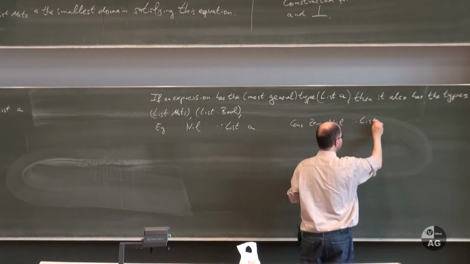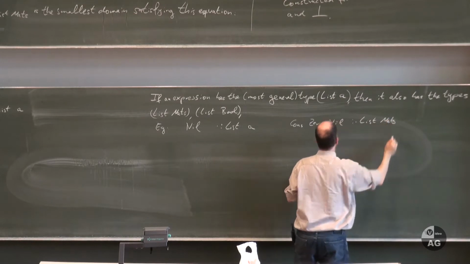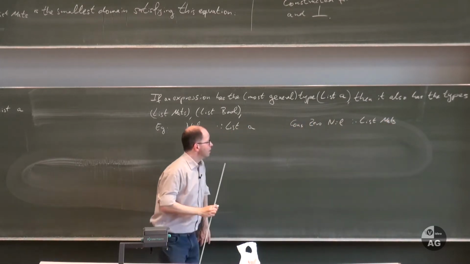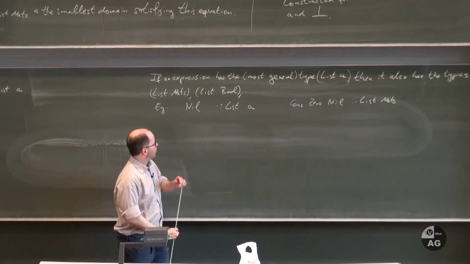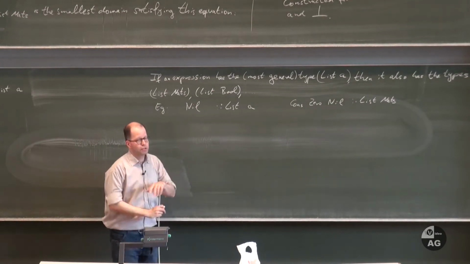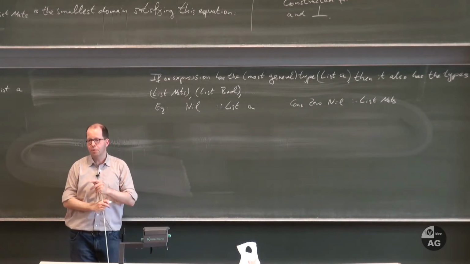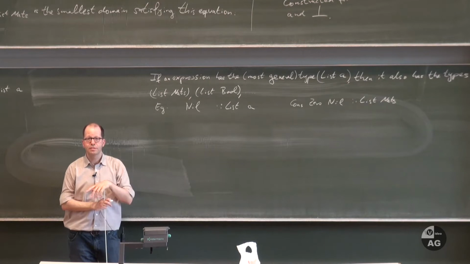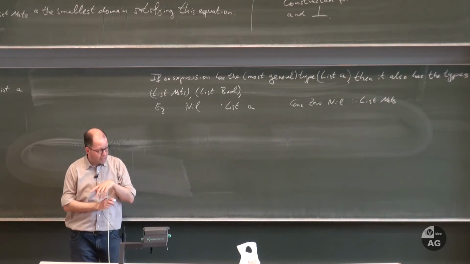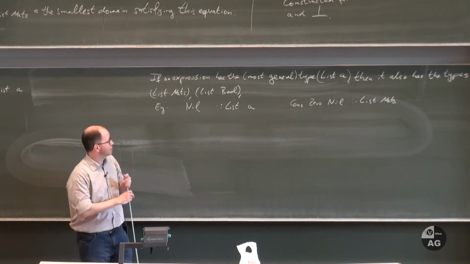So this has the type list nuts, but not the type list A. Now, is this the only expression of the type list A, or are there more? Yes? Right, a list which contains only bottom elements.